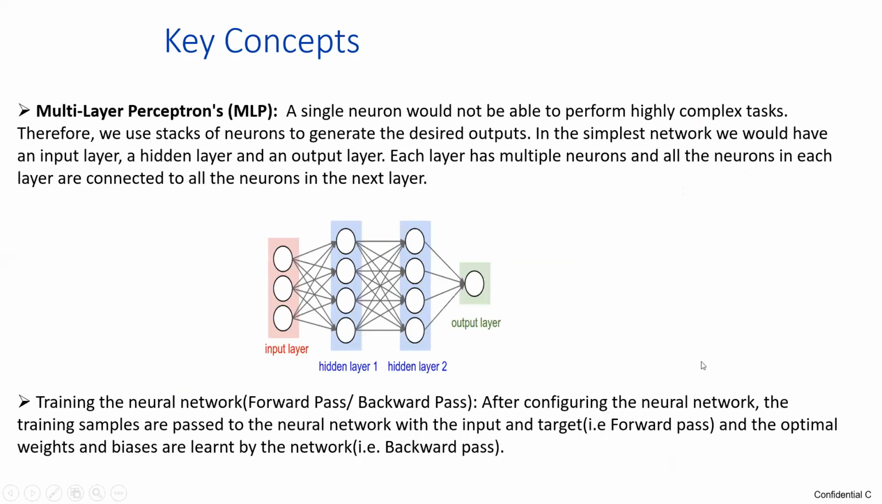In a neural network, there are two kinds of pass. One is forward propagation and the other is backward propagation. Basically, in the training phase we'll have both forward pass as well as backward pass, but in the testing phase we'll have only a forward pass.